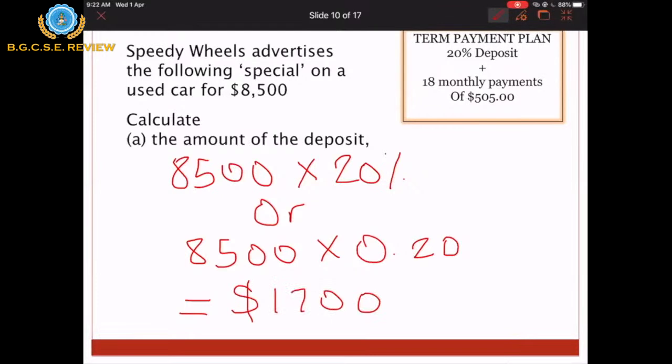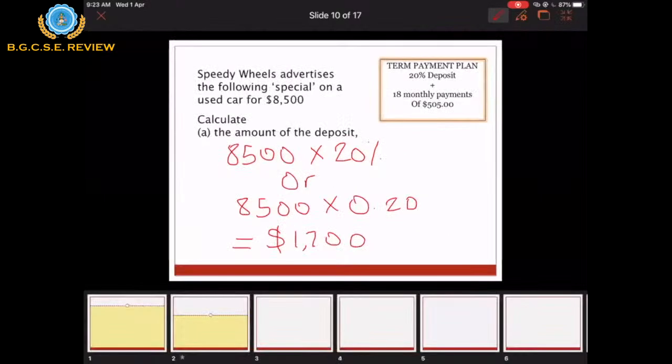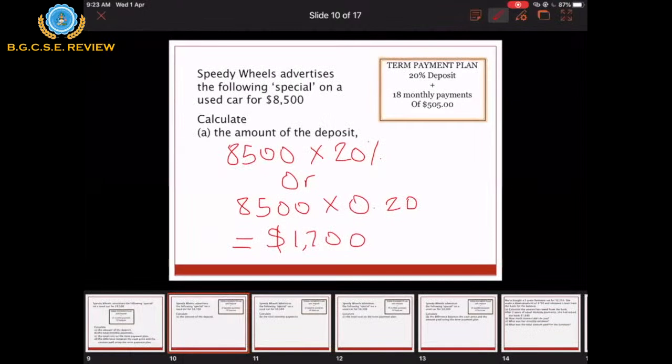And so in real life, what that means is if I want to walk off that car lot with that car, I have to come with at least $1,700 to pay for that car. Right? Now let's move on to part B, and I love the responses I'm seeing in the chat.